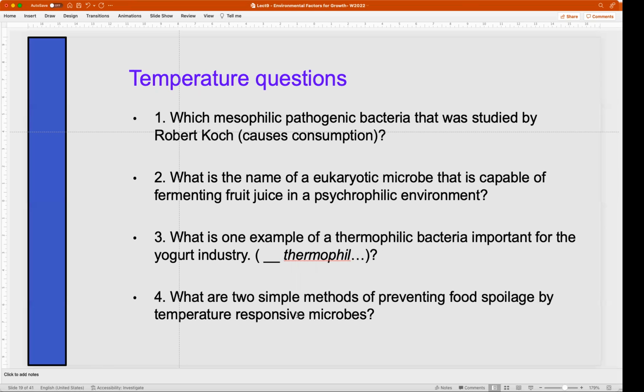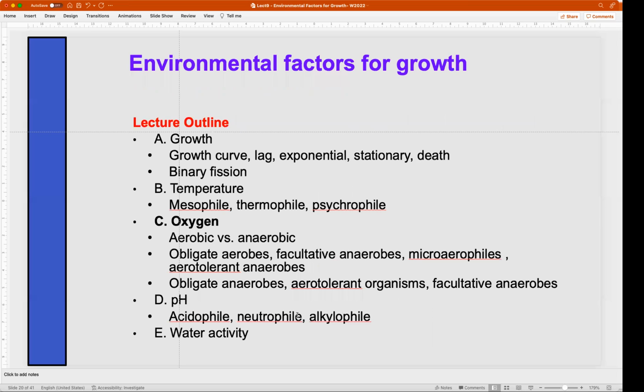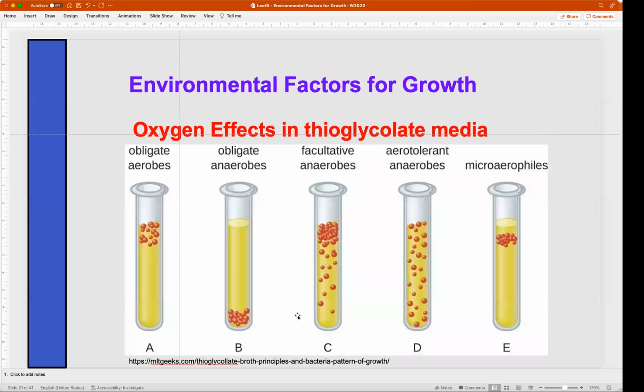Two simple methods for preventing food spoilage by temperature responsive microbes. What are two of them? Refrigeration, pasteurization. Yeah, good. Okay, so that's the temperature. The next part of the presentation is the oxygen. With oxygen, I talk about two words for having oxygen and no oxygen. I talk about the different kinds of aerobes. Let's take a look at that.